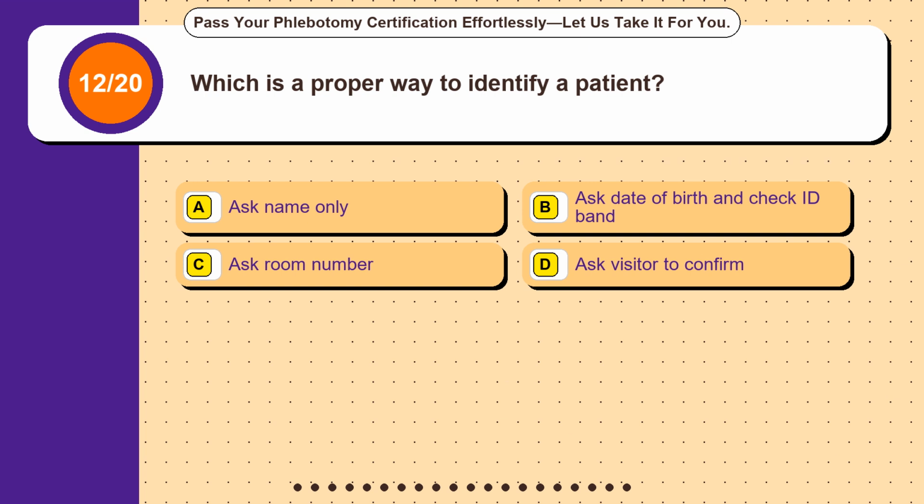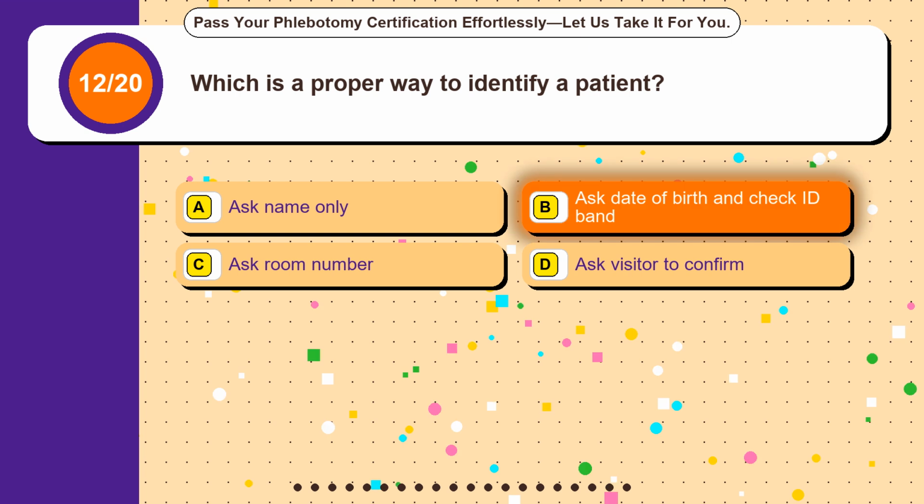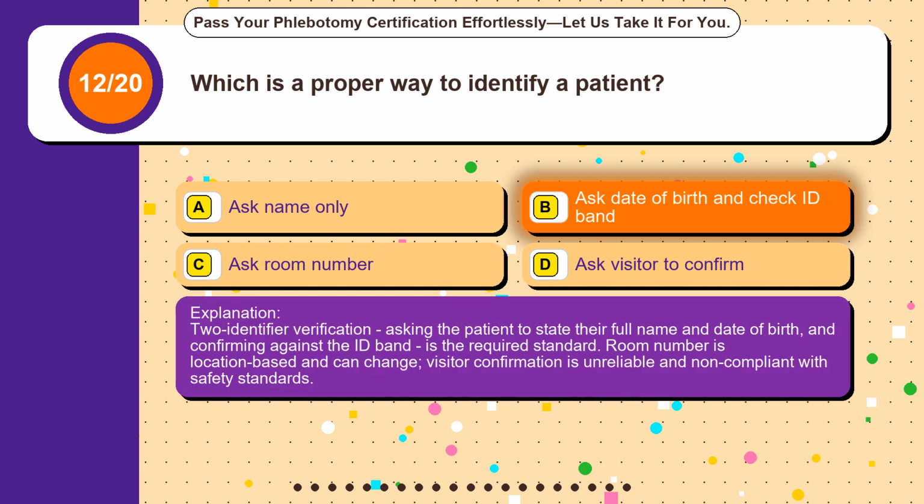Question 12. Which is a proper way to identify a patient? Option A, ask name only. Option B, ask date of birth and check ID band. Option C, ask room number. Option D, ask visitor to confirm. The correct answer is option B, ask date of birth and check ID band. For identity verification, asking the patient to state their full name and date of birth, and confirming against the ID band, is the required standard. Room number is location-based and can change. Visitor confirmation is unreliable and non-compliant with safety standards.